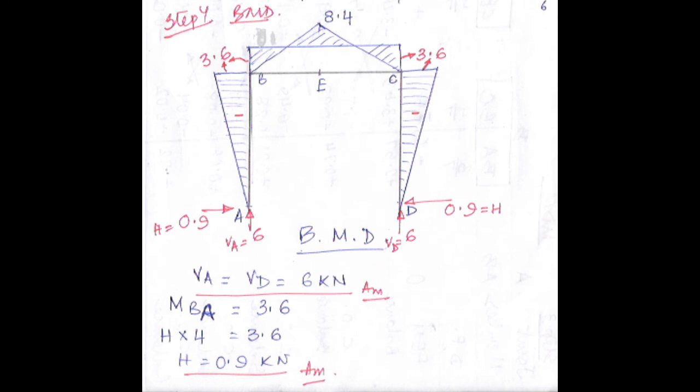Second answer is how we will find out the horizontal reaction. So horizontal reaction, see BA, we have got it as 3.6. So if we write down the equation, taking moment at BA, it will be the horizontal reaction H multiplied by AB. AB is 4 meters. So from here we get the horizontal thrust value as 0.9 kilonewton. So this is the final solution, how to find the support reaction and how to draw the BMD. But remember, we are solving this for a non-sway portal frame.